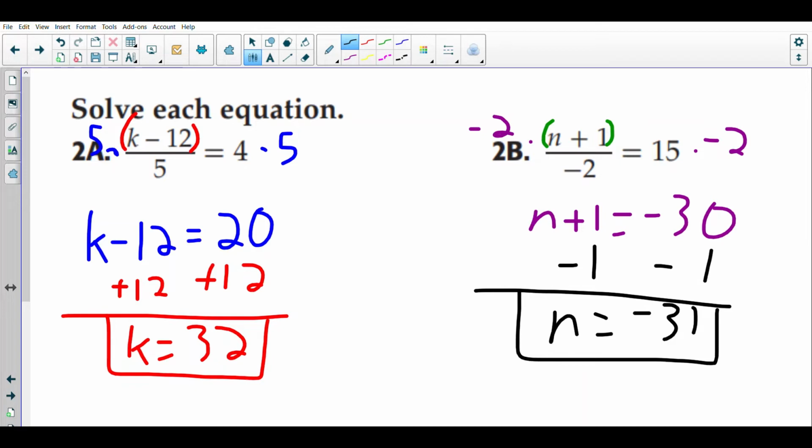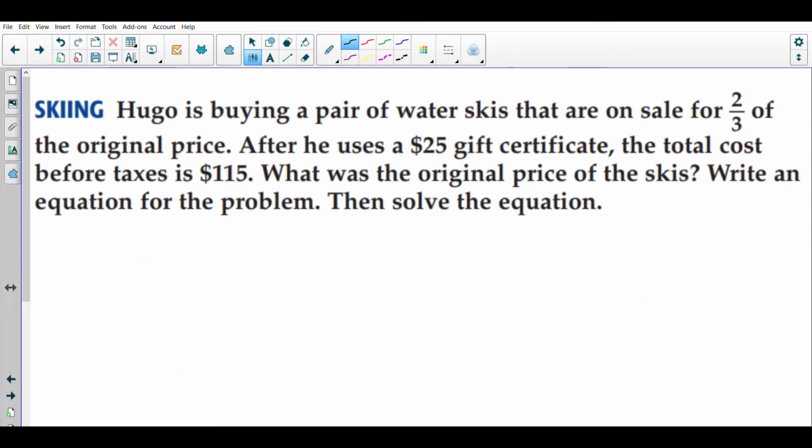Okay, so we're still following the same rules, working PEMDAS backwards. All right, Hugo is buying a pair of water skis that are on sale for 2/3 of the original price. And I'm going to call the original price P. After he uses a $25 gift certificate, the total cost before taxes is $115. What was the original price? So write an equation and then solve.